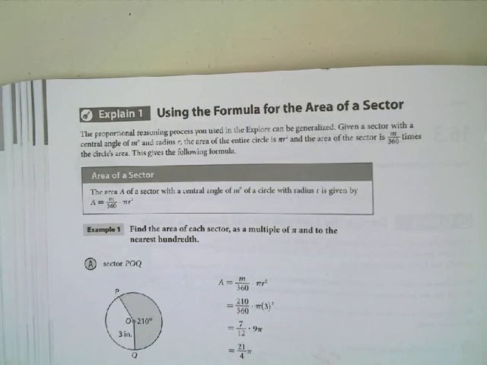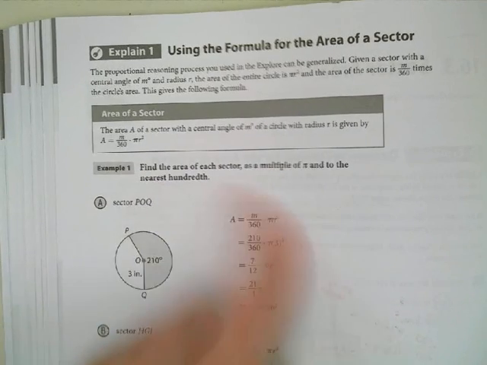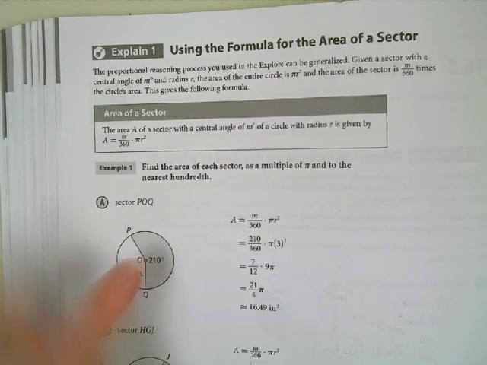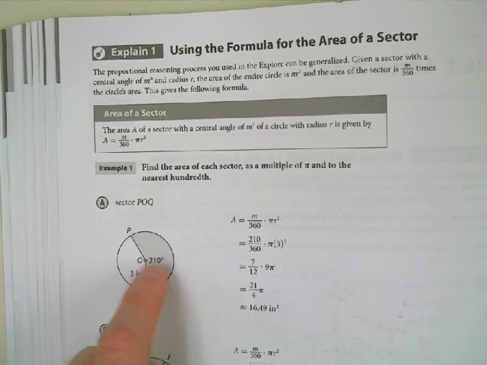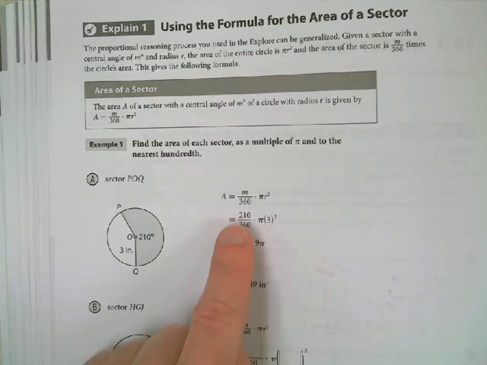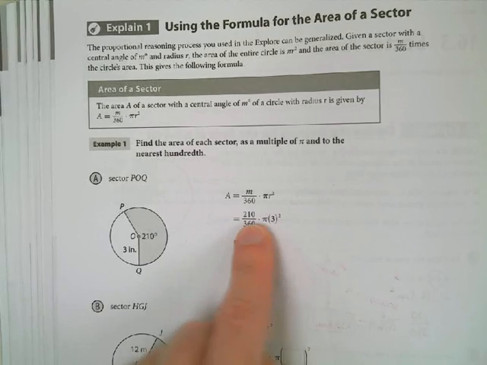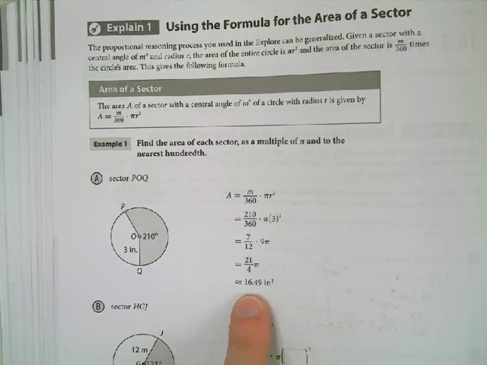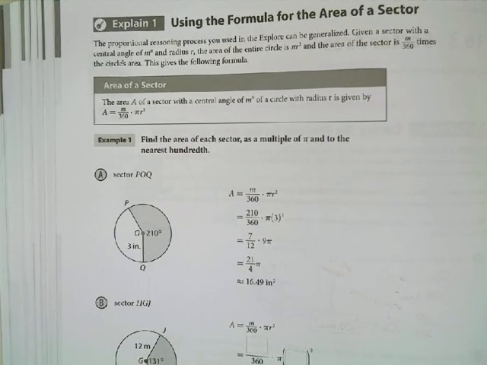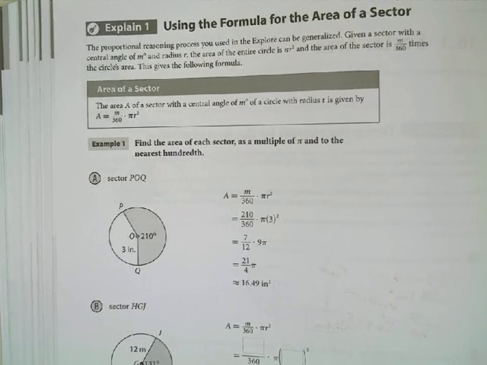Okay. So you can see here for letter A, they already have it set up for us, right? 210 degrees is the arc there. So they put the 210 over 360. Radius is 3, so times pi 3 squared, and just do that math, and you get about 16.49 inches squared. All right, so there it is. Pretty straightforward. Let's look at letter B.